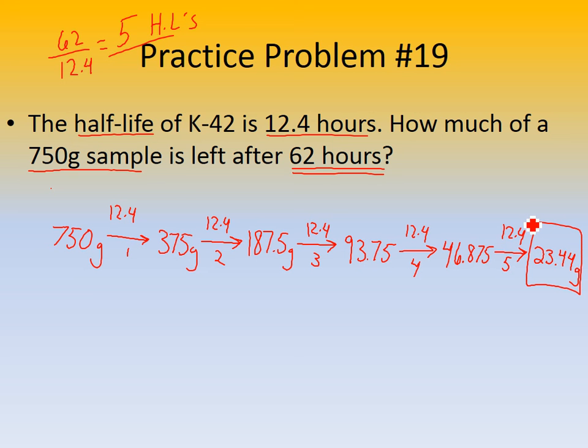If you wanted to check yourself, you could add all these half-lives up, and if it adds up to 62, you've done it correctly. Does that make sense? That's my last practice problem for half-lives, and that's how you calculate half-lives. Hopefully that makes these problems a little easier. I promise you, if you just write the arrows for the half-lives, number them underneath, and put the time for the half-life above it, it makes it a lot easier.